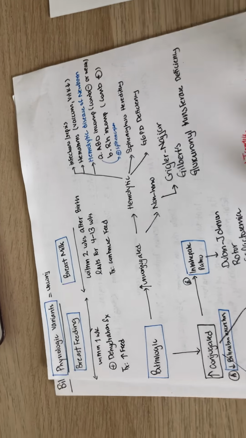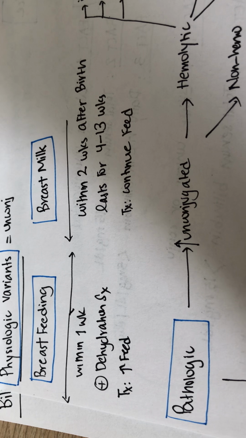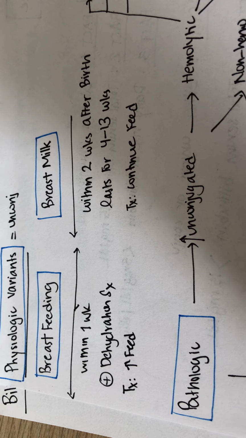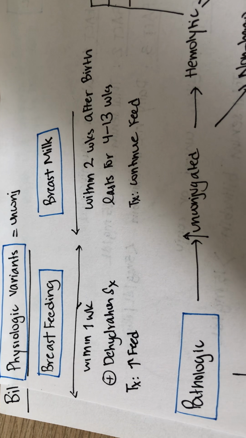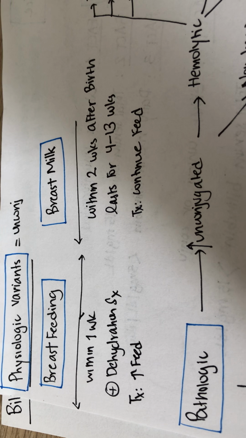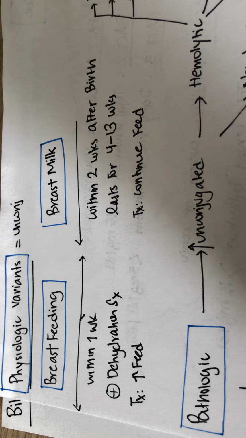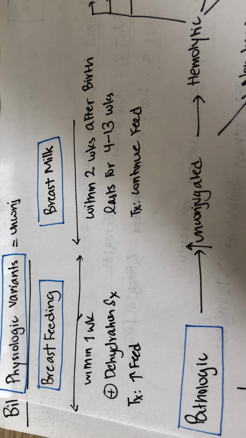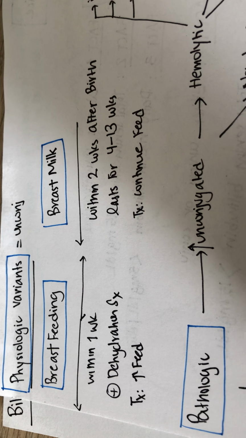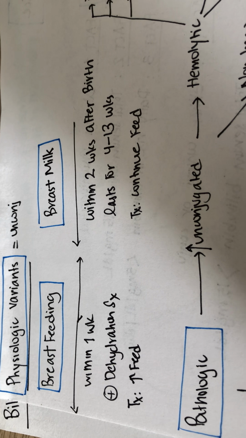Next up, physiologic has 2 variants. The first variant is breastfeeding jaundice, within 1 week, because there is not enough milk, so it will present with signs of dehydration. What you have to do is increase feeding. Breast milk jaundice is within 2 weeks after birth and lasts for 4 to 13 weeks, because the milk has increased beta-glucuronidase. I forgot what the enzyme is, but that enzyme is increased. That's why the patient has been having symptoms. So you just have to increase feeding.